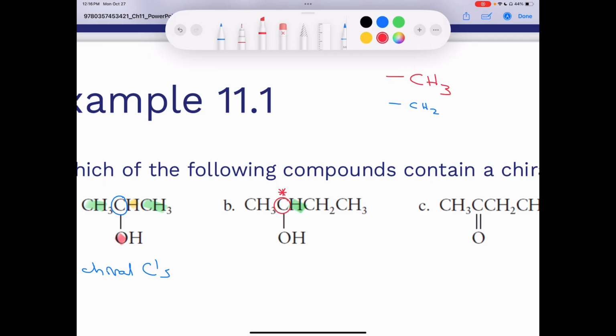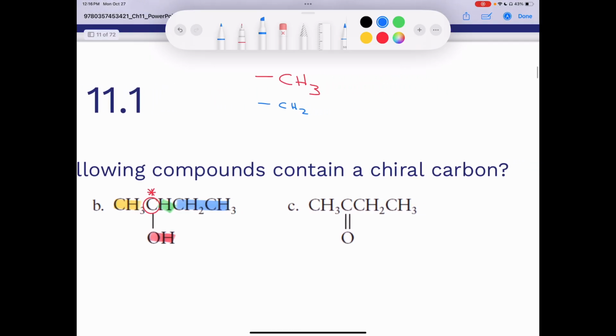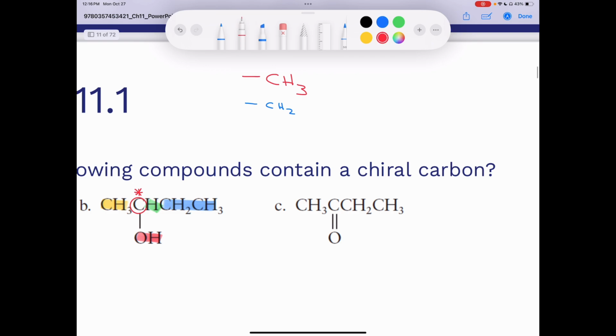It's attached to a hydrogen. That's one group. It's attached to a hydroxyl. That's a second group. It's attached to a methyl. That's a third group, and it's also attached to an ethyl group. So those are 4 different groups, and therefore the carbon in the red circle is a chiral carbon. So we have 1 chiral carbon in that molecule.